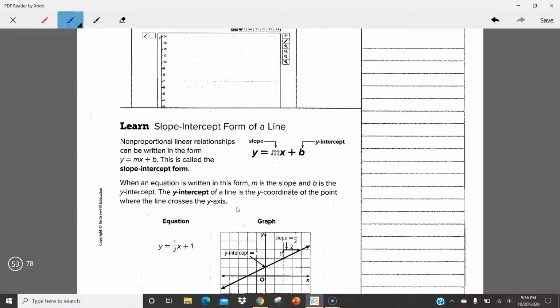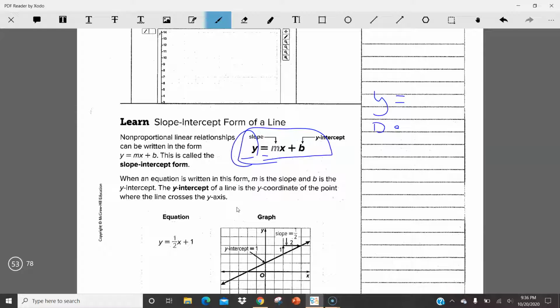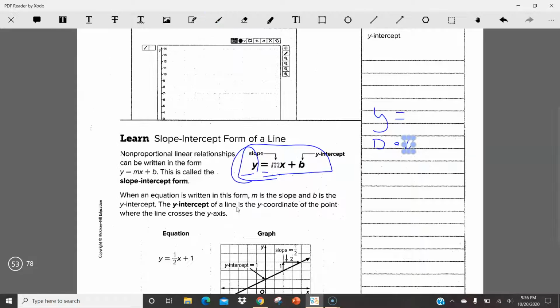First of all, here is slope-intercept form: y equals mx plus b. This is one of the most popular forms that you're going to hit for the next couple of years. This is something you have to know, and know really well. Y is our dependent variable.